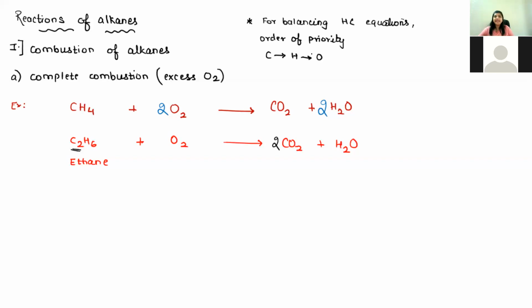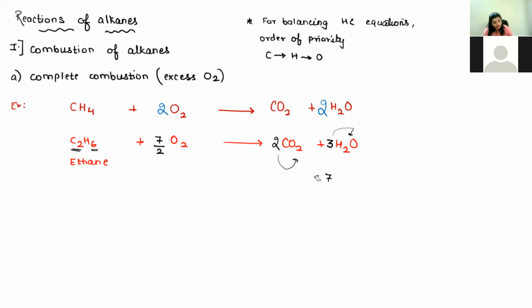Now over here, two carbons are there, so we write 2 carbon. Hydrogen, there are 6, so we write 3 H2O. 3 into 2 is 6. Then talking about oxygen, 2 twos are 4, 4 plus 3 is 7. There are 7 oxygens on the product side, and on the reactant side the oxygens are 2. Correct? Now, to make 7 oxygens, one way is I can just put 7 by 2, or 3.5, to make it 7. This is one way.